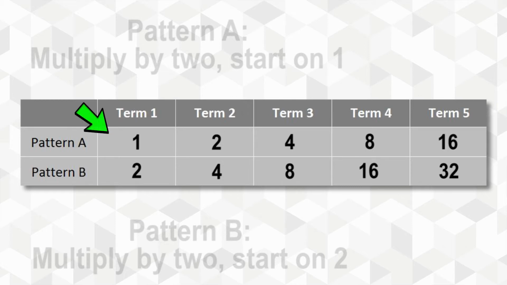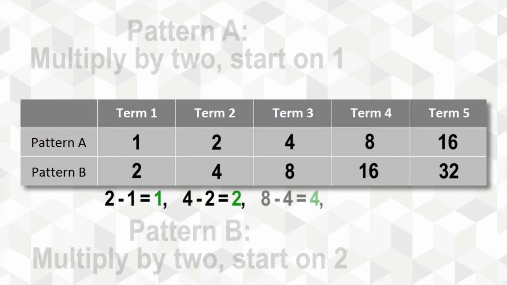Notice how the numbers in pattern A are all even except for the number 1, and how quickly the value of each term increases. The difference between the first two terms is 1, while the difference between the second and third terms is 2, and the next difference is 4. Pattern B similarly has even numbers for all the terms and increases at a rapid rate.